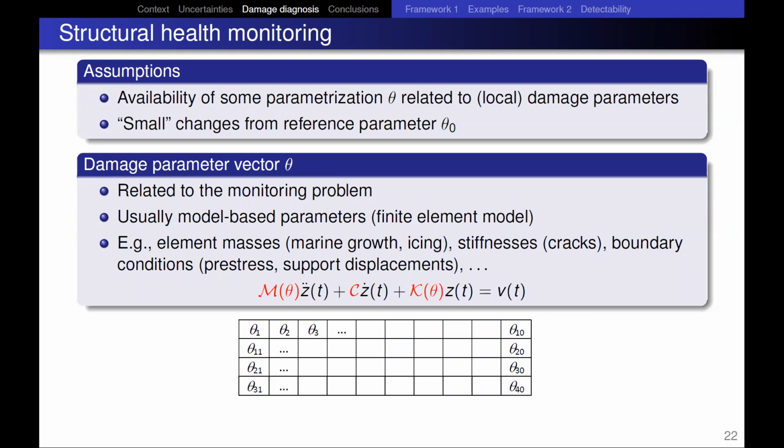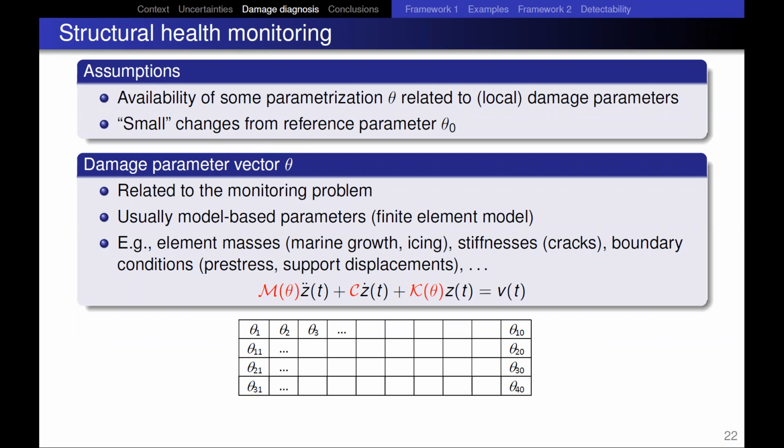For that, we assume that we have some parameterization of our structure available that is related to some local damage parameters. Usually these are model-based parameters, and that really depends on our actual damage diagnosis problem. If you talk, for example, about finding marine growth on an offshore structure, that is about added mass, so we would choose some mass parameters. If you talk about cracks, that is related to some stiffness parameters. So our parameterization contains those local parameters for elements or groups of elements of our model. And the goal is to determine small changes from our reference parameter theta 0.